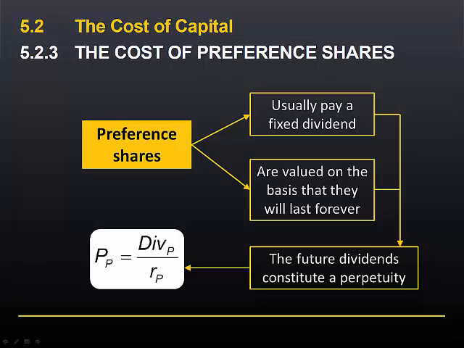Therefore, in the topic on the valuation of securities, we use the formula for a perpetuity to determine the price of a preference share. It was the preference dividend divided by the required rate of return for preference shares. In this module, however, we are trying to determine the required rate of return. Therefore, we can rearrange this formula to solve for the required rate of return. So this is the formula for the cost of preference shares.